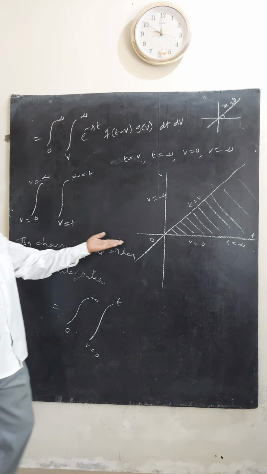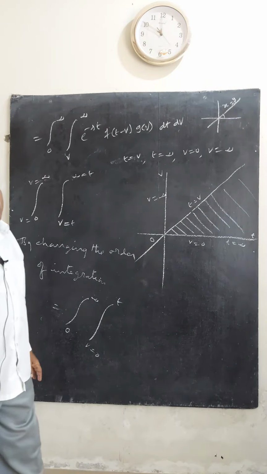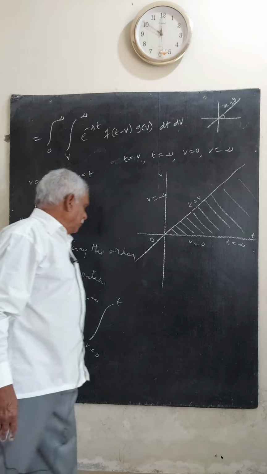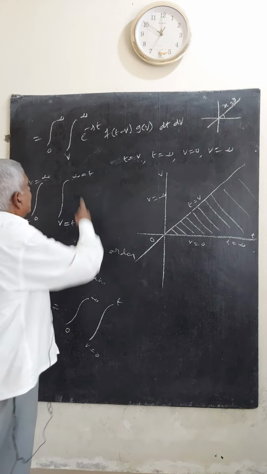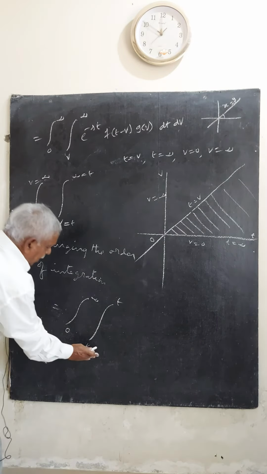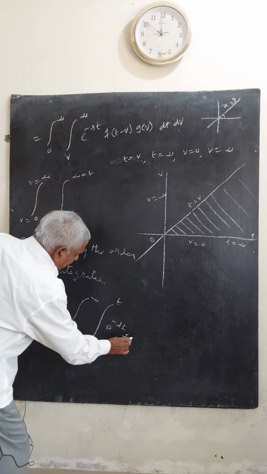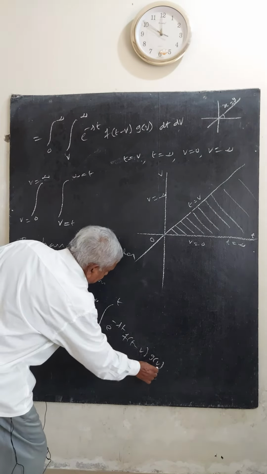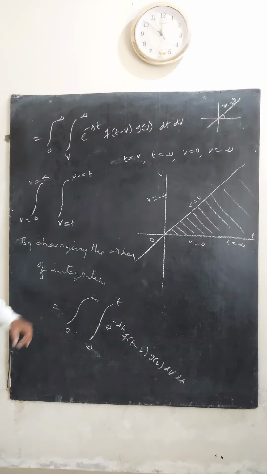Similarly, we are seeing on the t axis. On the t axis, one variable moves along the axis and the other variable is bottom to top. t goes from 0 to infinity, and the other variable v goes from 0 to t. Same, we are writing v equal to 0 to t, e power minus st f of t minus v g of v dv dt. We have changed the order of integration.